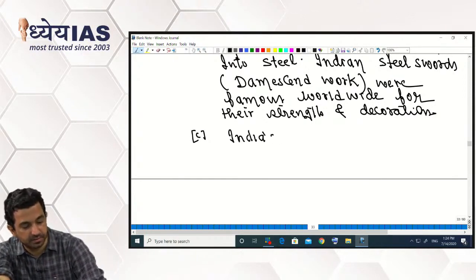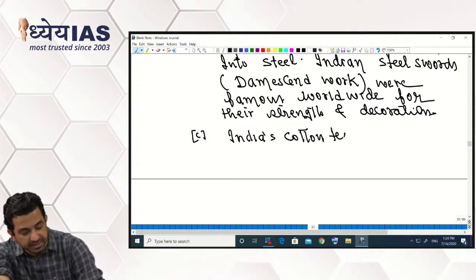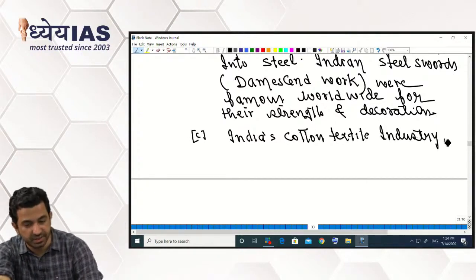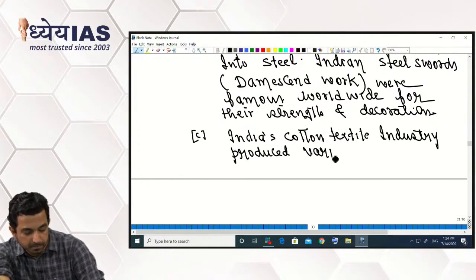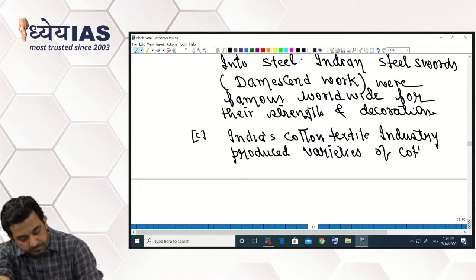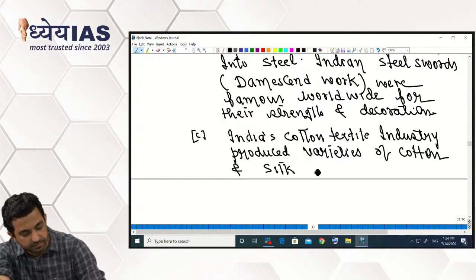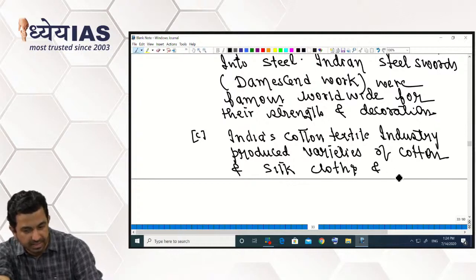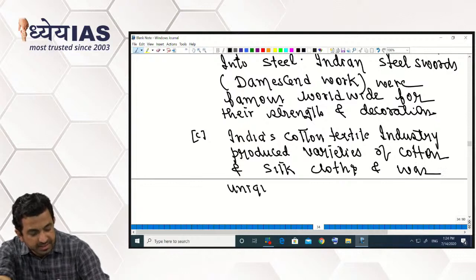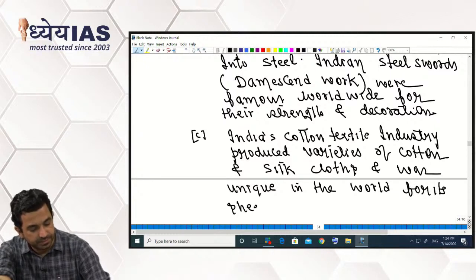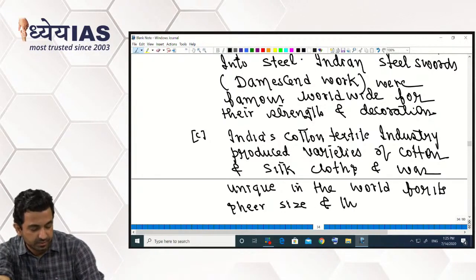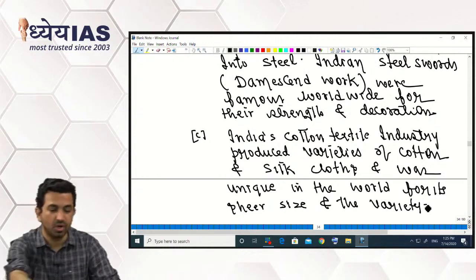India's cotton textile industry produced varieties of cotton and silk cloths, and this industry was unique in the world for its sheer size and the variety of its products.